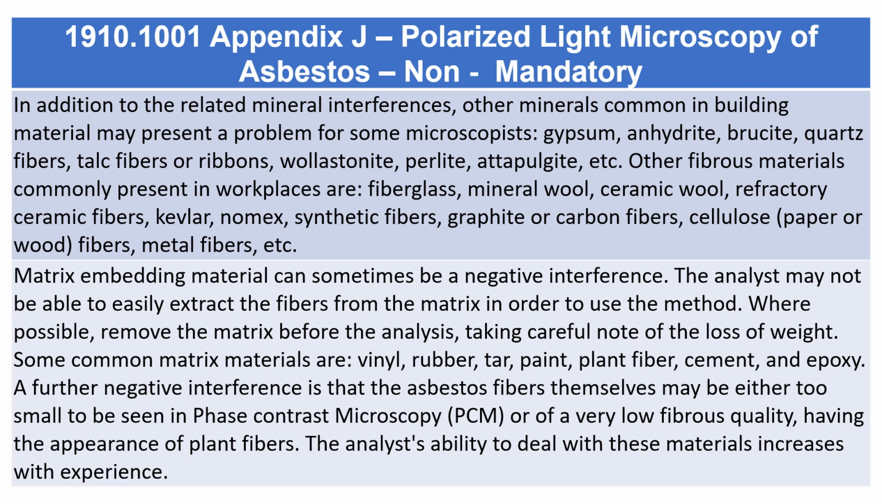A further negative interference is that the asbestos fibers themselves may be either too small to be seen in phase contrast microscopy, PCM, or of a very low fibrous quality, having the appearance of plant fibers. The analyst's ability to deal with these materials increases with experience.